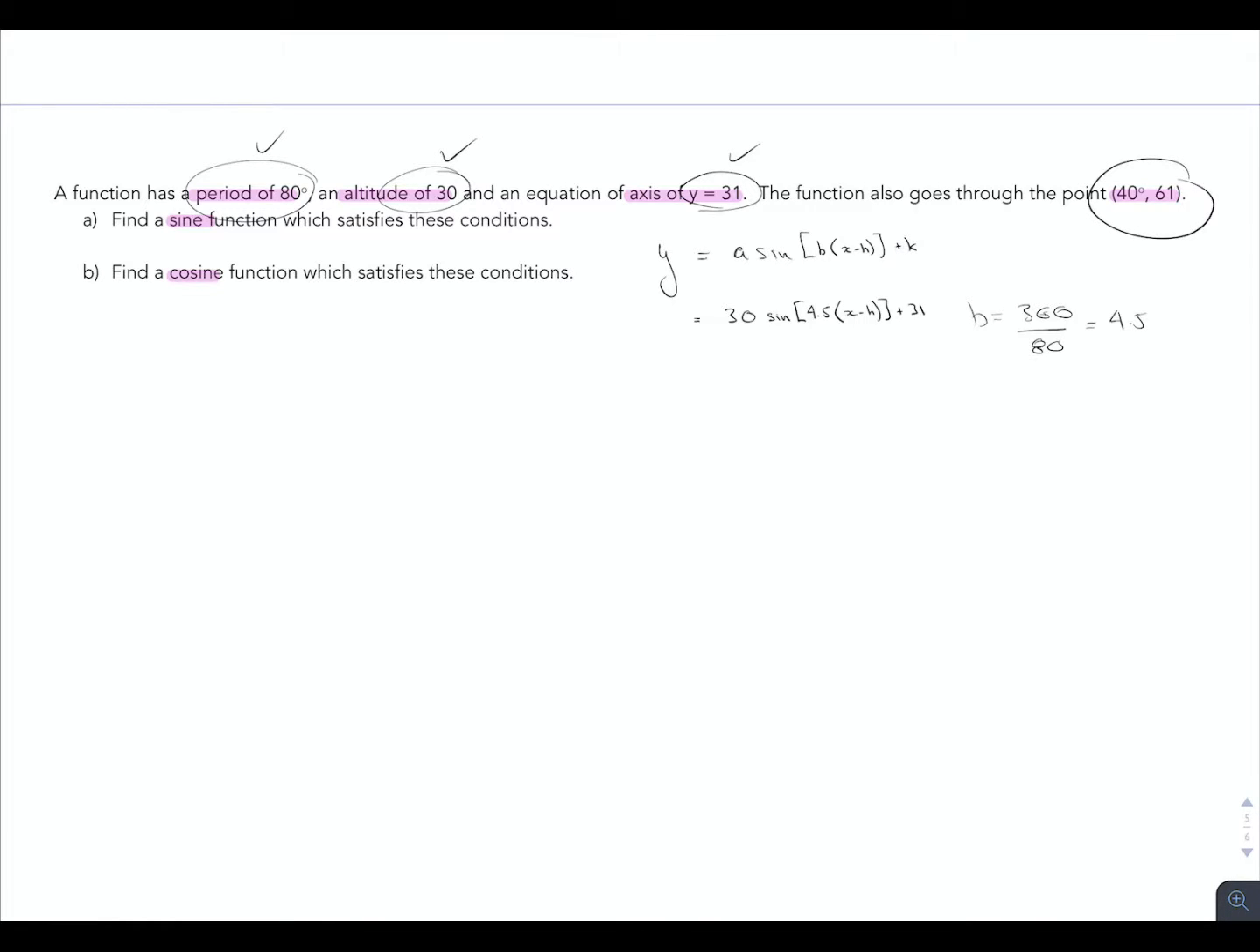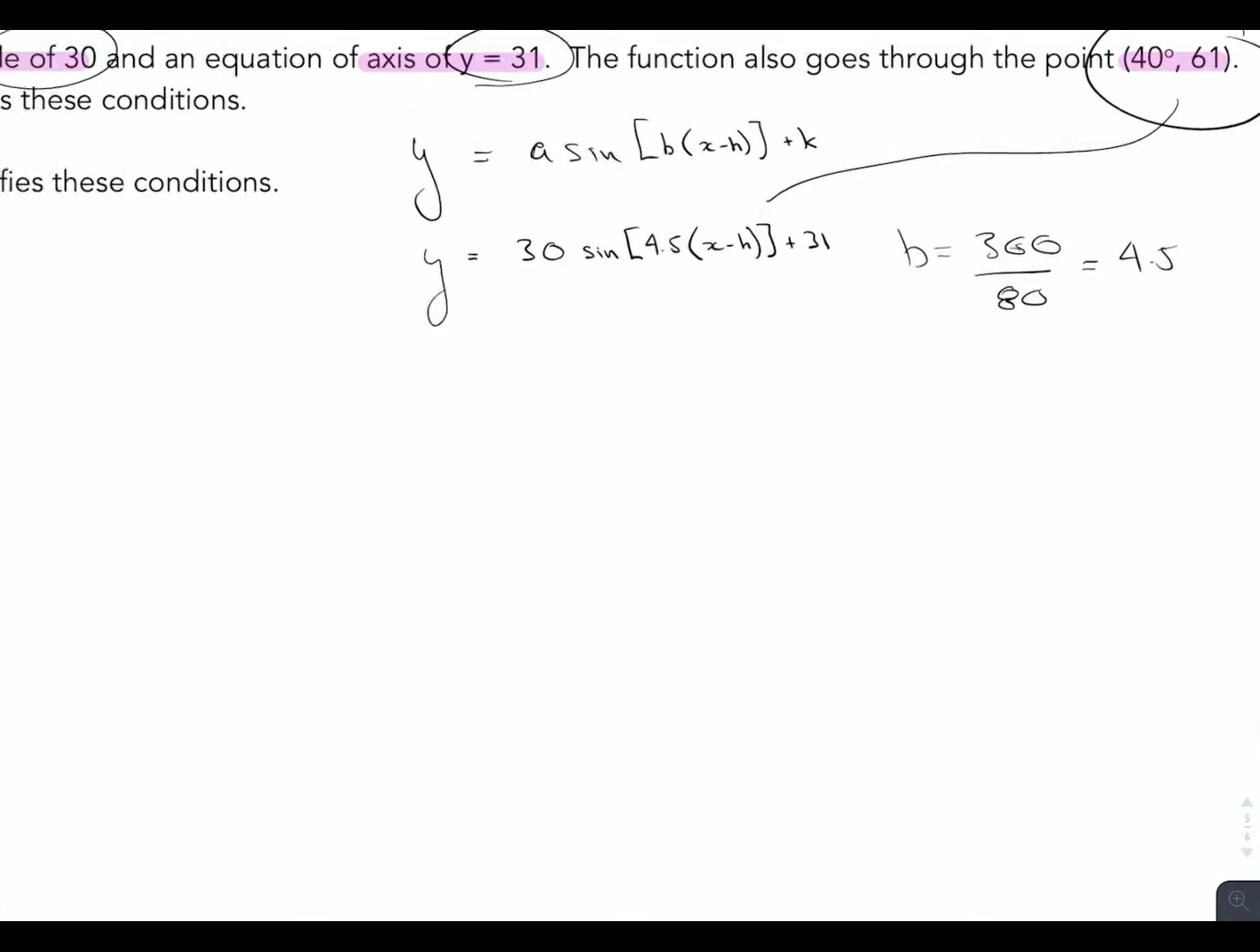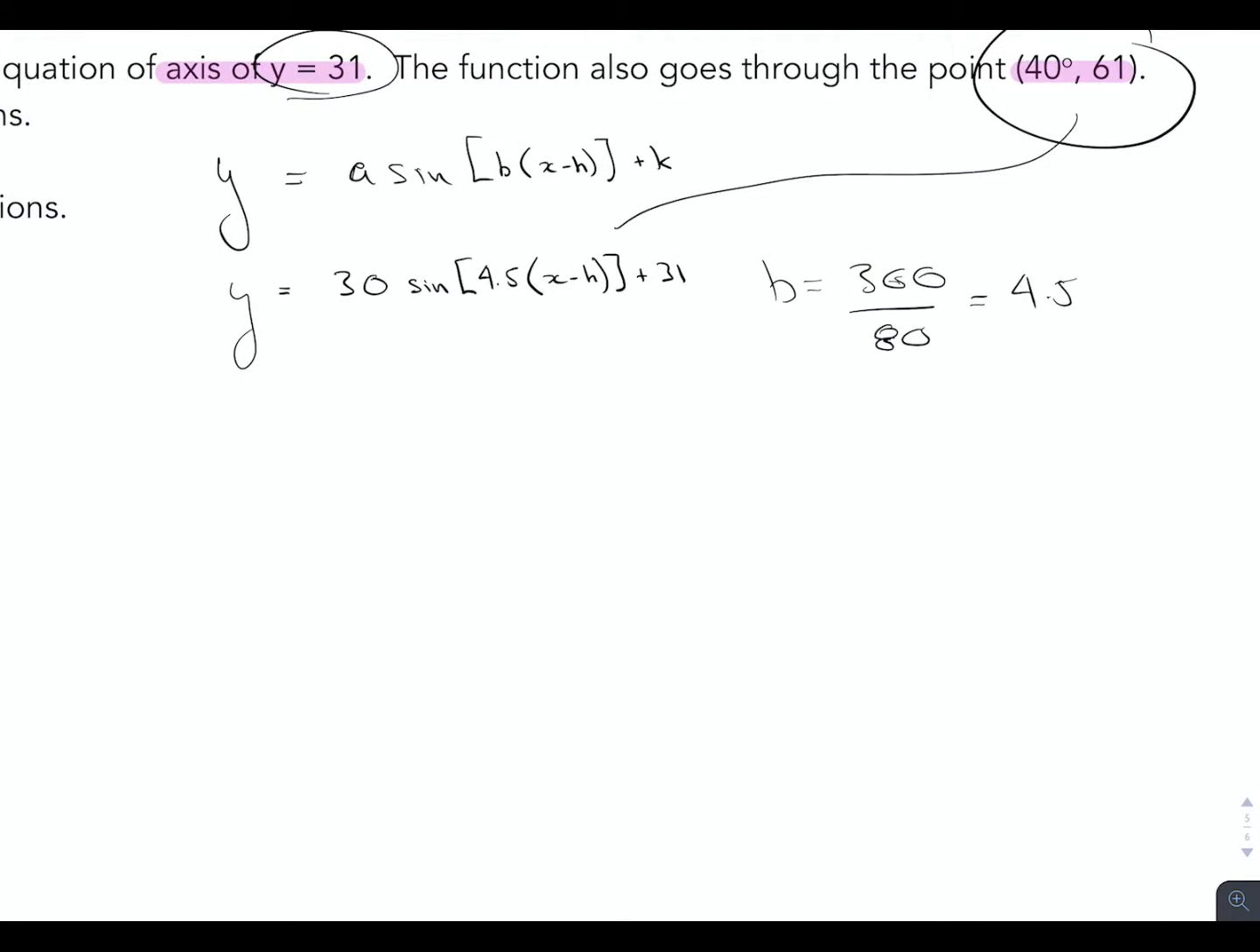All that remains is this point, and you could probably figure out that that point is what I'm going to be using to plug in for my x and my y value. So let's work towards that end. So for y, I have 61. I have 30 sine 4.5 x minus h plus 31, and the x is actually 40 degrees.